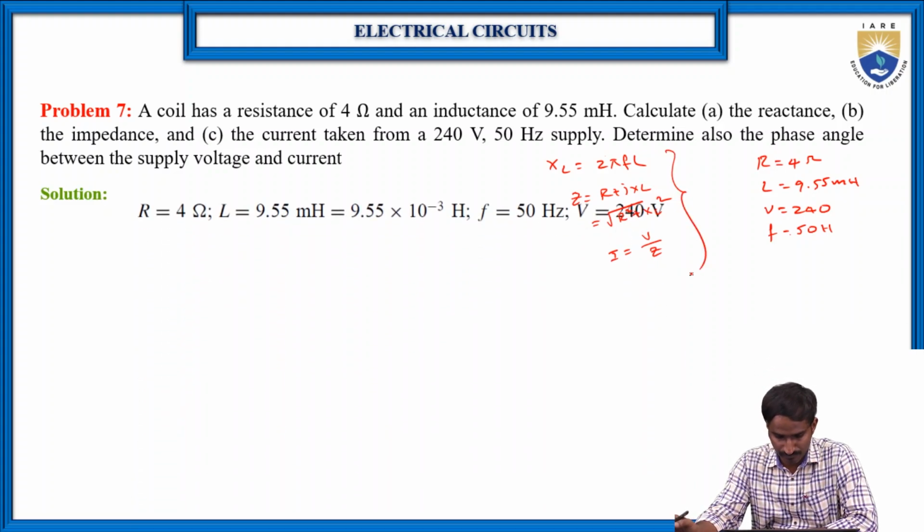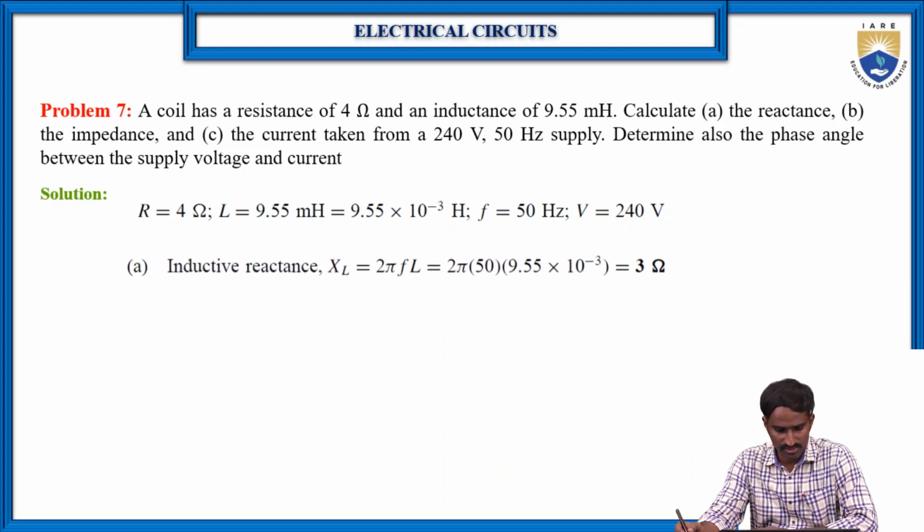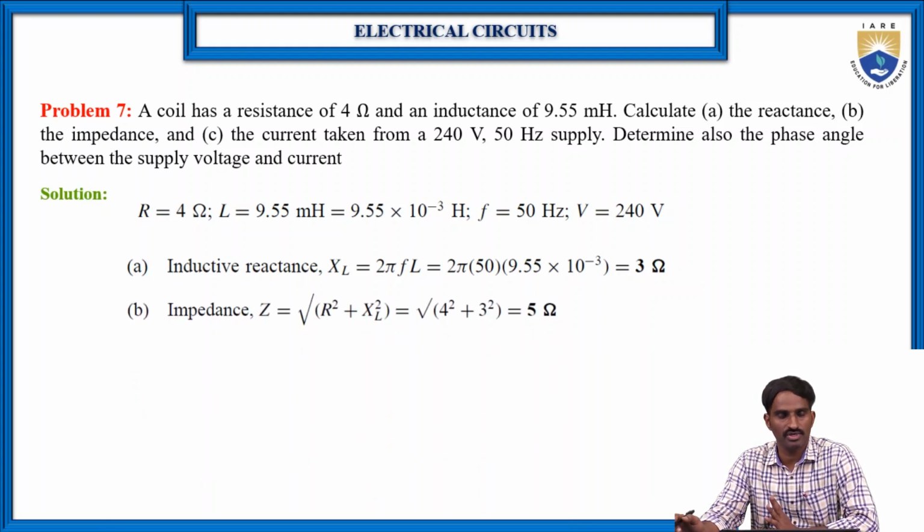Let us see how. This is the given data that they have written. First, the inductive reactance XL is equal to 2 pi f into L. Substitute all these values, then you will get 3 ohms as the inductive reactance. The second one is the impedance. As I mentioned, Z is equal to the square root of R squared plus XL squared. We have just calculated the XL value and we know the R value. Substitute in this equation, then you will get the impedance Z equal to 5 ohms. Then the current I is equal to V by Z, as we have discussed. Z is 5, V is 240 as given, then 240 by 5 is equal to 48 amperes.